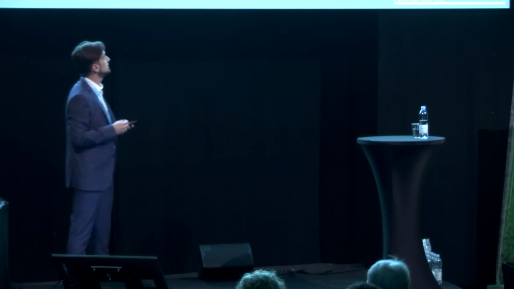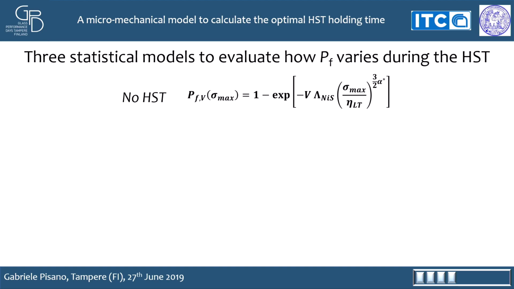There is no time for this. What we have found are three statistical models. The first one can be used for plates not subjected to heat-soak test. And here we have a formula a la Weibull, of the two-parameter type, in which 3/2 alpha star is the shape parameter, eta LT is the scale parameter, V is the volume, so it is evident the dependence upon the volume and the volume size effect in this model.